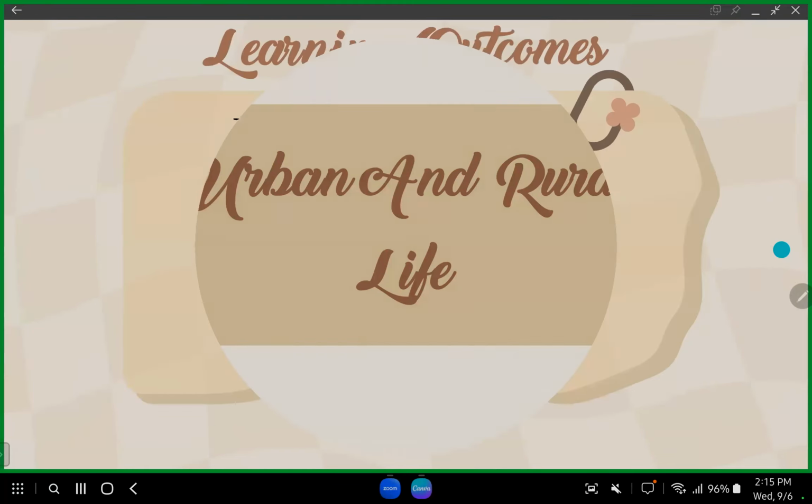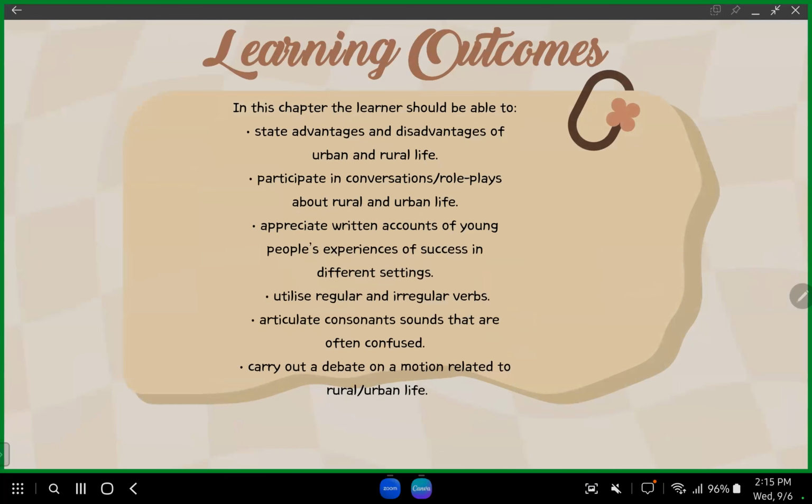Then we saw the learning outcomes. We looked at the advantages and the disadvantages of urban and rural life, participating in conversations and role plays, which is what we're going to do today. Appreciating written accounts of young people's experience of success in different settings, utilizing regular and irregular verbs, articulating consonant sounds that are often confused, and carrying out a debate on emotion related to urban and rural life.